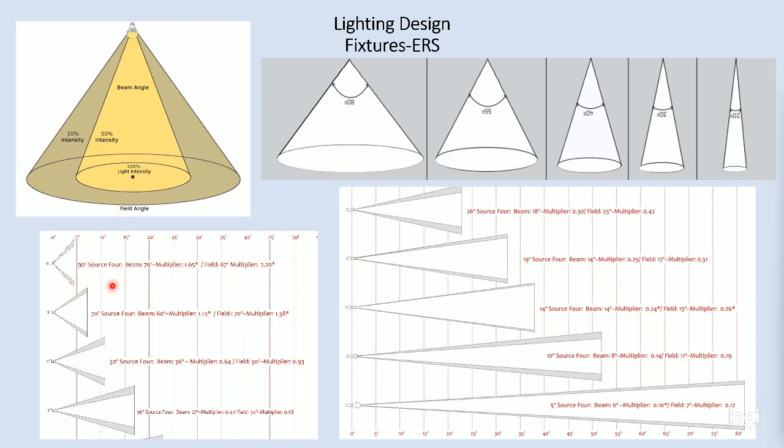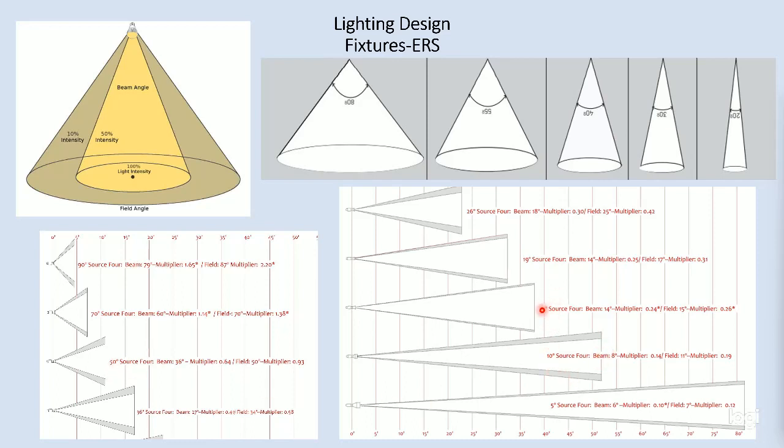So a Source 4 comes in a variety of lens sizes, from a 90 degree to a 5 degree. The bigger the degree number, a 90 degree, the wider the angle. So this is an 80 degree cone, a 55 degree, and you can see as the numbers get smaller, the beam gets smaller, right? The same with these. A 50 degree is wider than a 10 degree.